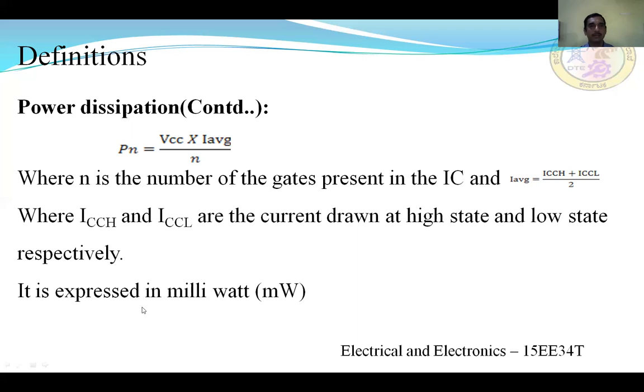So this is about the power dissipation definition, and what is the formula and what is the unit for finding out the power dissipation.